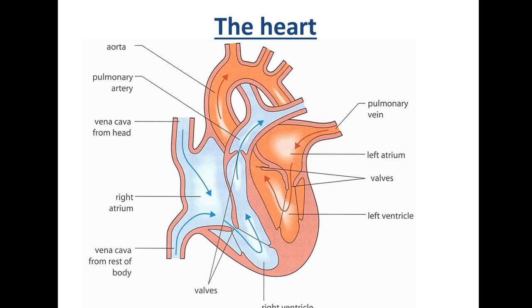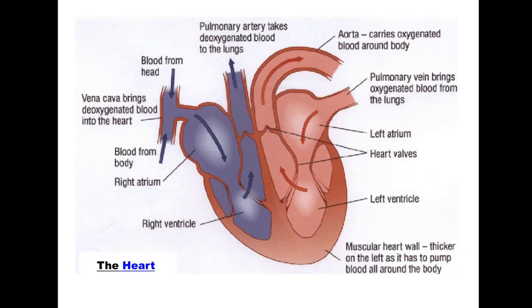Now you can get lots of different shapes of diagrams, so it's just trying to work out what each of them is. So we'll just look at a few different diagrams. So again, this is the right side of the heart. This is a Vena Cava, which brings deoxygenated blood back from the body. It drains back into the right side of the heart, into the right atrium. The right atrium will then contract and it will send blood into the right ventricle.